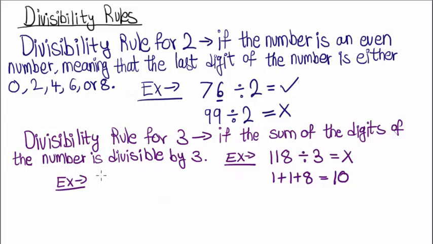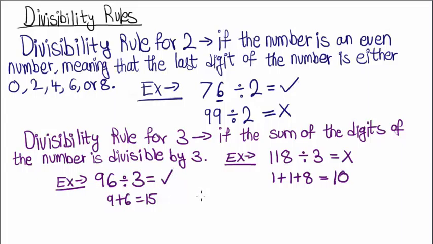3. On the other hand, if you have a number such as 96, that is divisible by the number 3 because 9 plus 6 will give me a 15. And since 15 is divisible by 3, 96 is also divisible by the number 3.